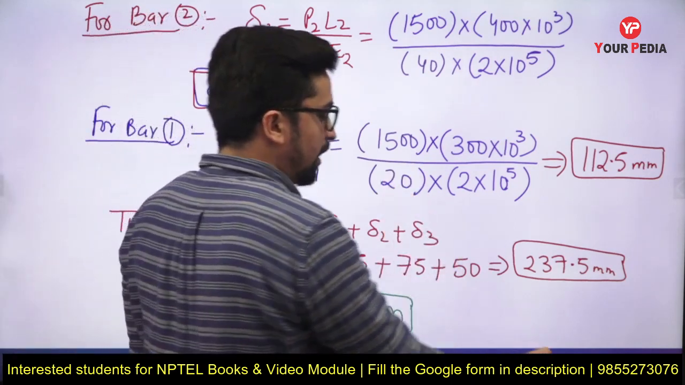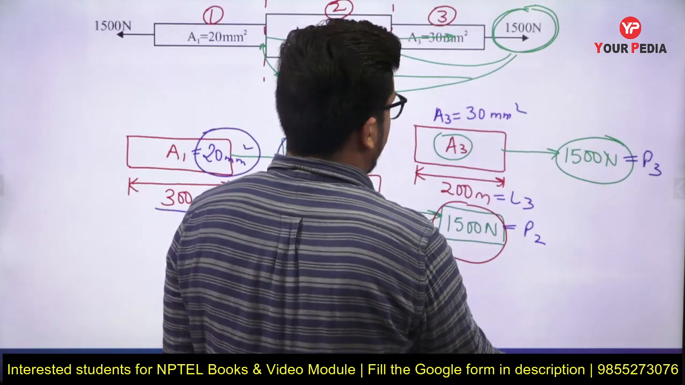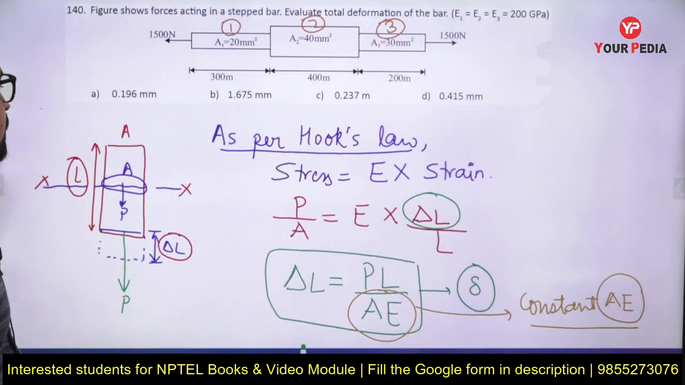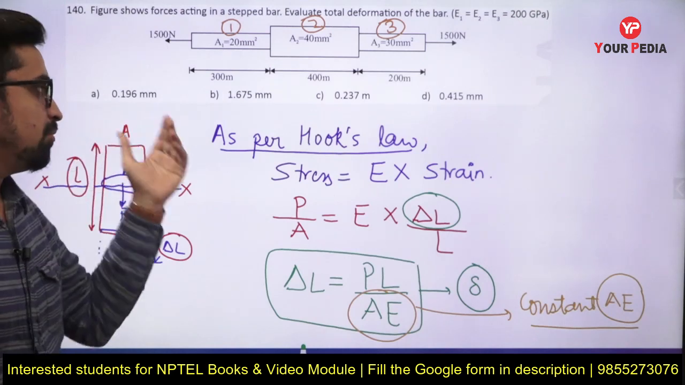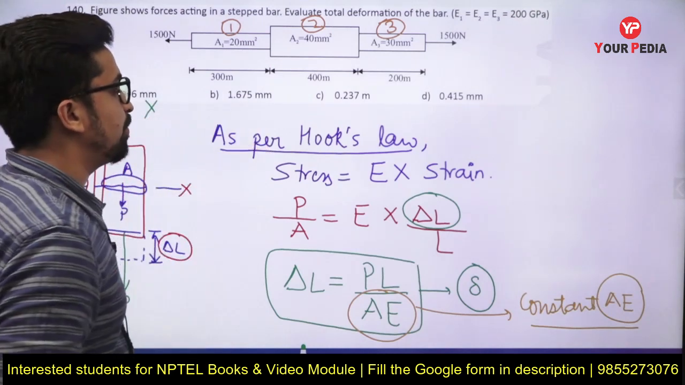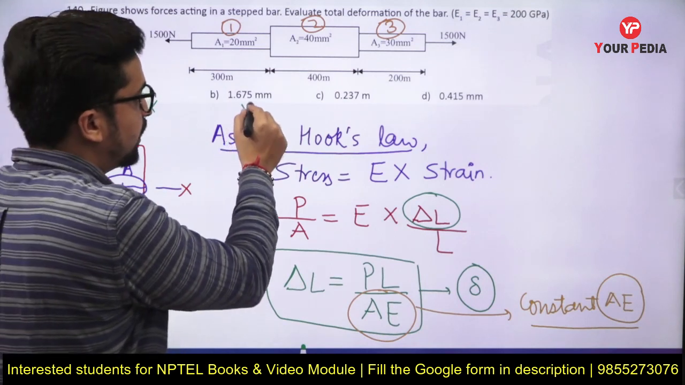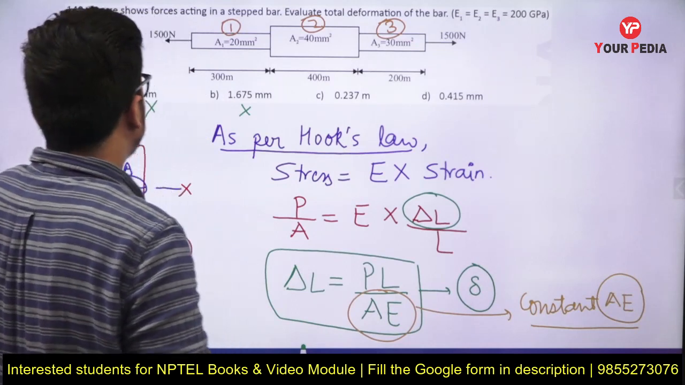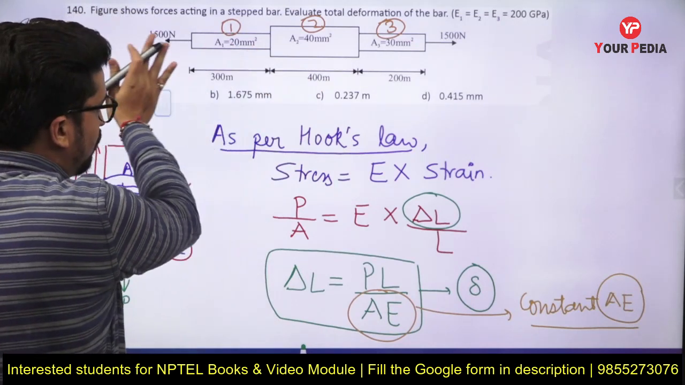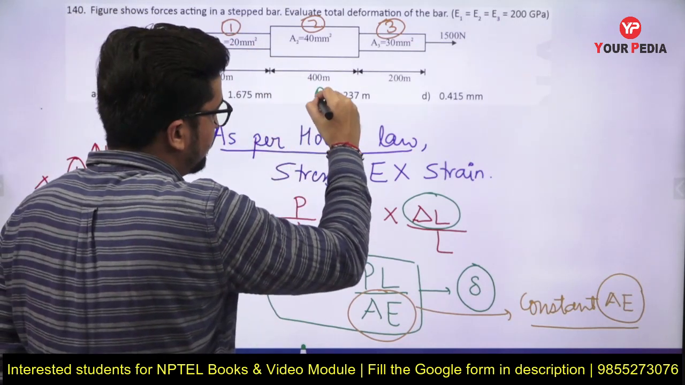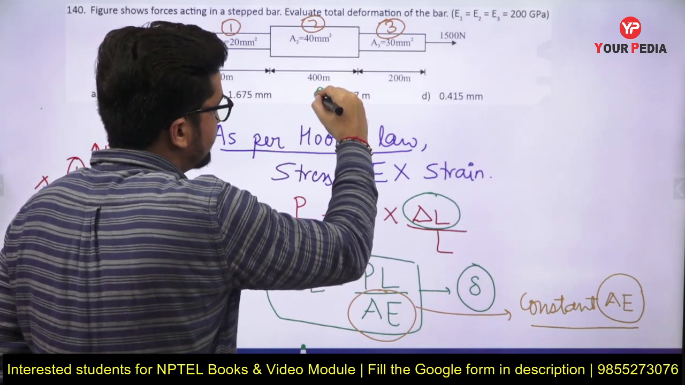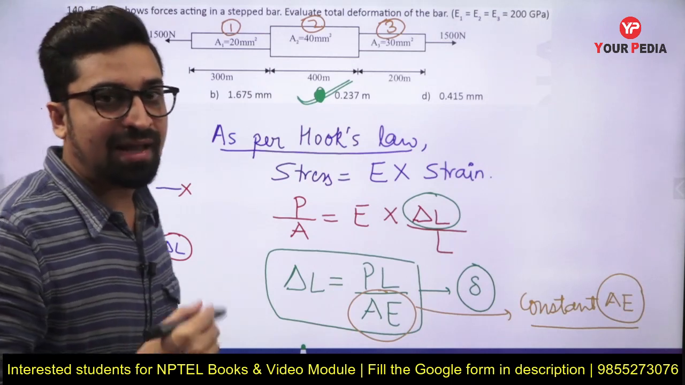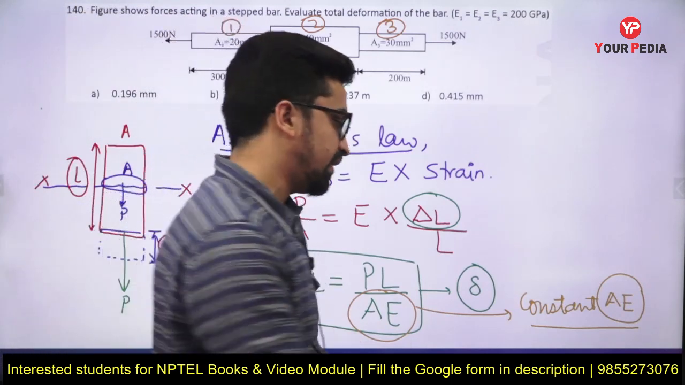Now let us come back to our options. They have given you three options. A is 0.196 mm, so this is not correct. B is 1.675 mm, this is not correct, and C is 0.237 meter. So this option is correct. So the correct answer to this question number 140 will be option C, which is 0.237 meter. Right? So let's move on to our next question, which will be question number 146.